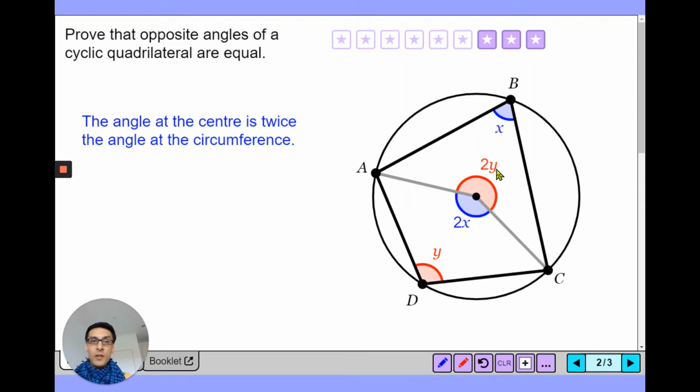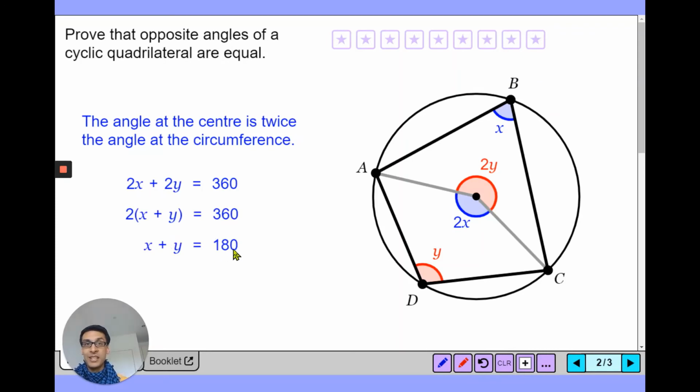Now, if we know that 2x plus 2y is equal to 360 because this angle's around a point, we can then factorize this out. So we can say 2 times x plus y is 360, and then we can divide both sides by 2 to get x plus y is 180. And that means that this angle on the outside and this angle on the outside, because they are x and y, they have to be 180. Mind blown.